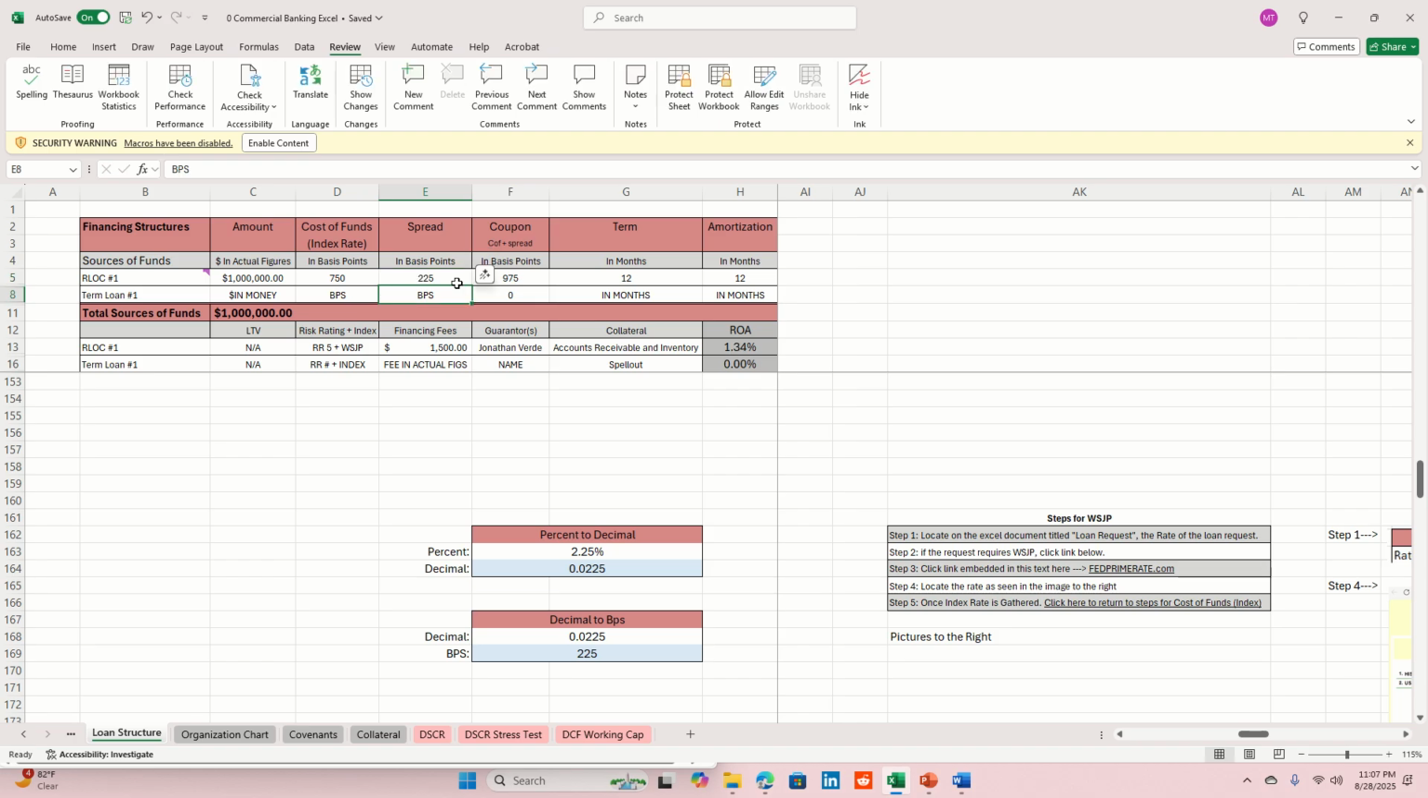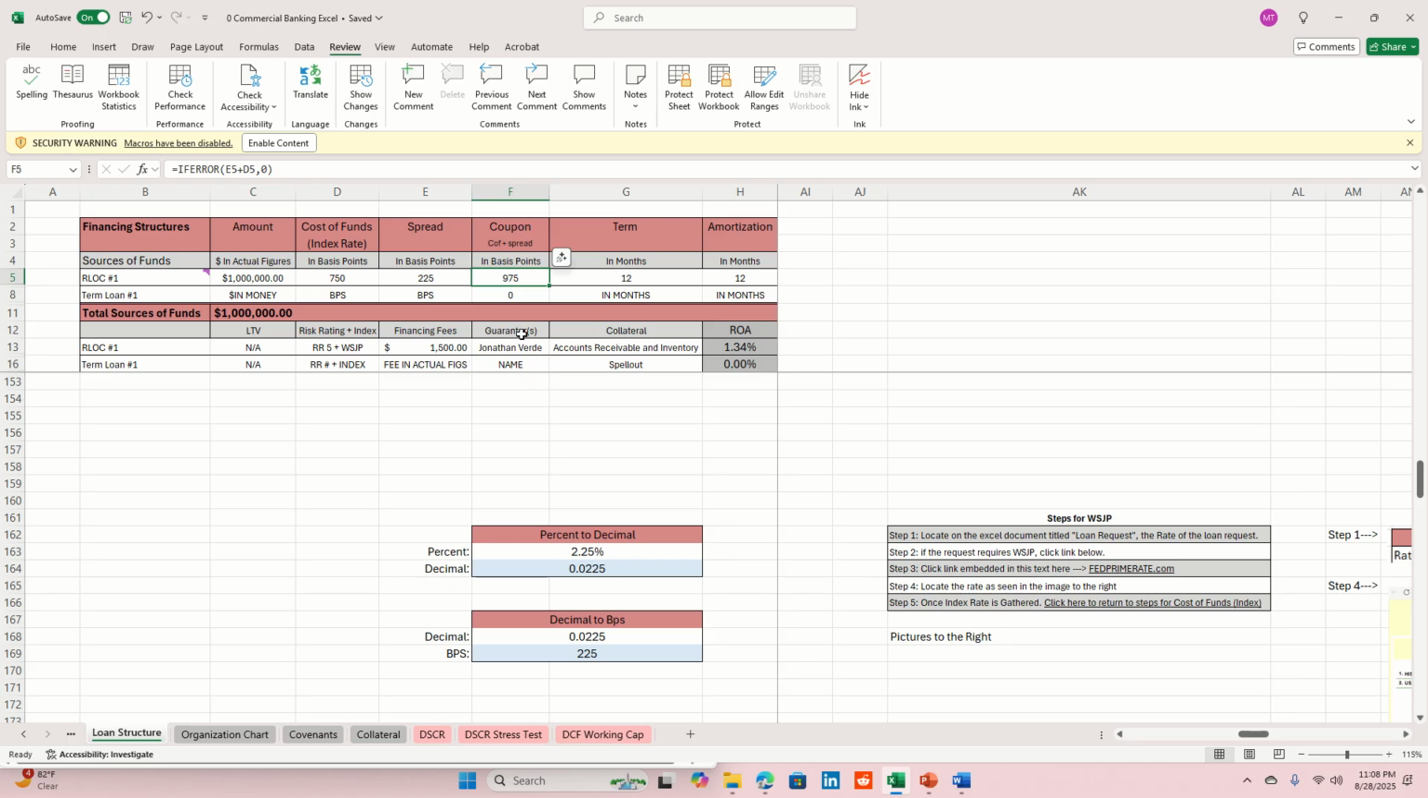So the spread is how we make profit in the bank. The spread is the rate that we charge above the cost of funds, above the index rate. So when we combine those two, we end up with a coupon. The coupon is the rate that the borrower pays. So the borrower is paying us our profit, and the borrower is also paying us enough to pay whoever it is we're borrowing our money from. So we're borrowing, we add on top of that, and then that's what we charge the customer.